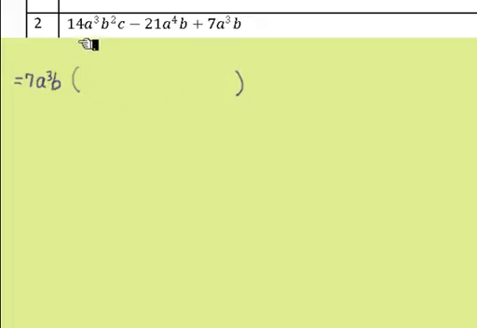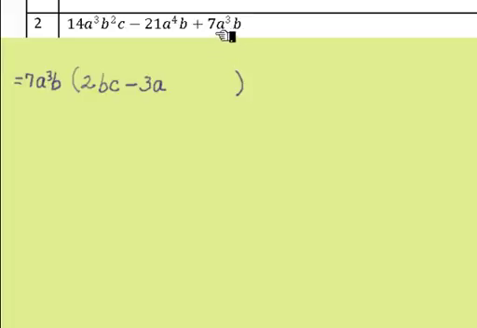Okay, so let's see what's left. From 14 we pull out factor 7, we're left with factor 2. The a cubed was pulled out. From b squared we pulled out b, and we're left with b. And c remains. From 21 we pulled out factor 7, we're left with factor 3. We pulled out a cubed, we're left with a. And the b was pulled out.